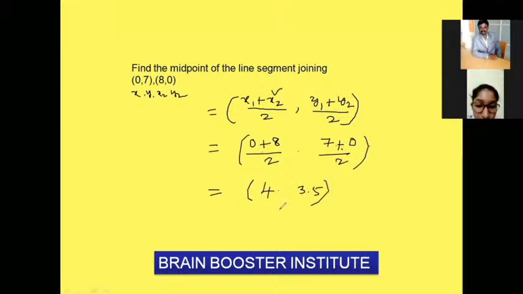Yes, sir, 3.5 or 7 by 2. So this is the midpoint. And also one more problem I am bringing here. Shall I bring? Yes, sir. Very good. In the same way, your master asked her to find the midpoint of (0, A) and (B, 0). Then what is the answer?